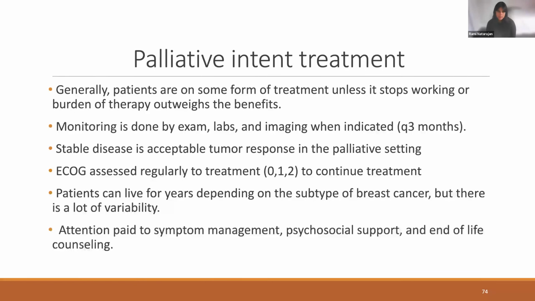Patients can live for months to years depending on the subtype of breast cancer, but this is always very difficult to predict. And these conversations are important to have as we assess how patients respond to treatment to ensure that they have understanding of the course of their disease. And we really want to pay attention to managing symptoms because we can't cure the cancer. We want to make sure that whatever we're doing helps patients feel better, support them from a psychosocial standpoint to the best of our ability, and then also do counseling on end of life, which I know we're going to talk more about in the next lecture.